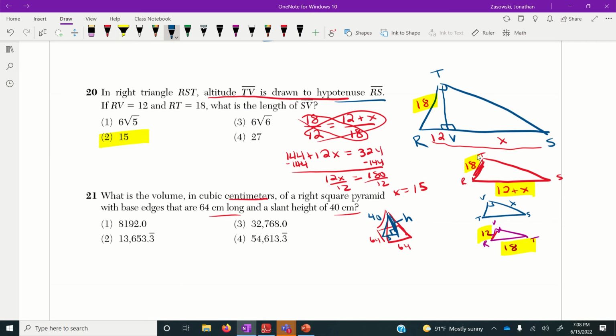Remember that we're going to cut this side in half to make 32. Okay, so we're really talking about a right triangle here with sides of 32 and a hypotenuse of 40. We need to figure out this first side, this height first. So we're going to do 40 squared minus 32 squared is equal to h squared. You can just use the calculator here.